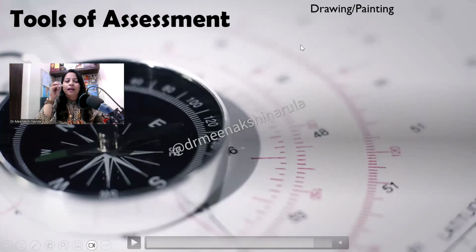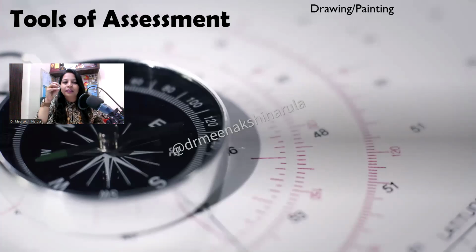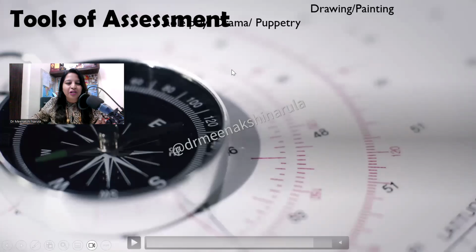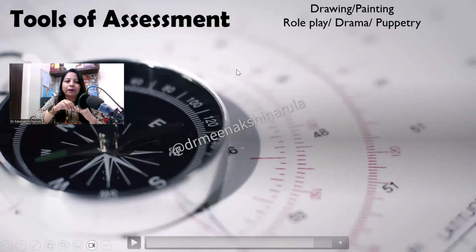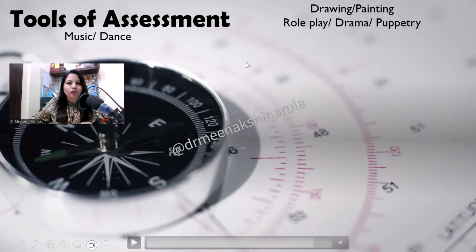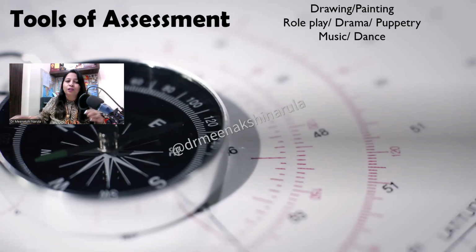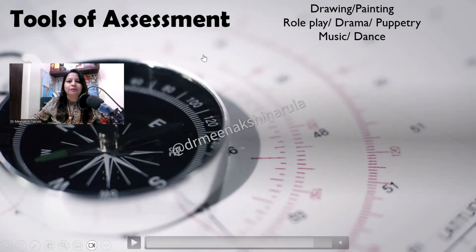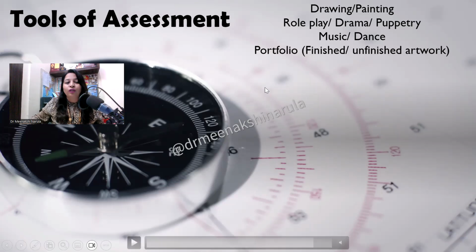What all tools we need to use, like whatever their drawing and painting is, we can make sure our children make their own drawing, their painting. So that can be a way in which we'll be able to assess that. Make sure you appreciate that. Also, you can let them participate in role play, drama, puppetry, right? This also can be used for assessment, music and dance. I mean, it's not always necessary they have to write with pen and on paper. Their question answers, they can even present it in the class many a times during formative assessment. The music, the dance, the portfolios.